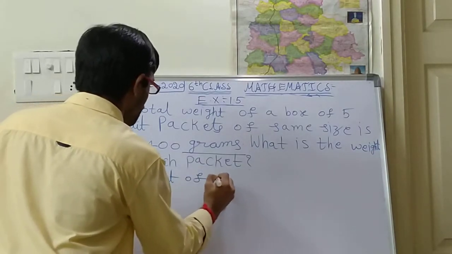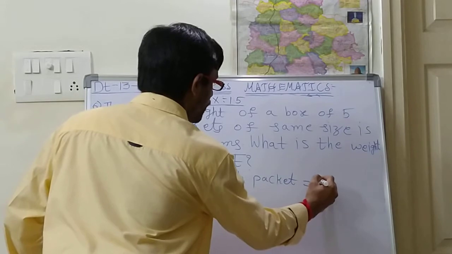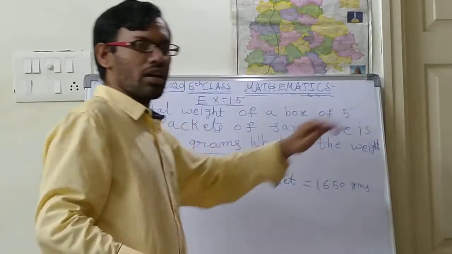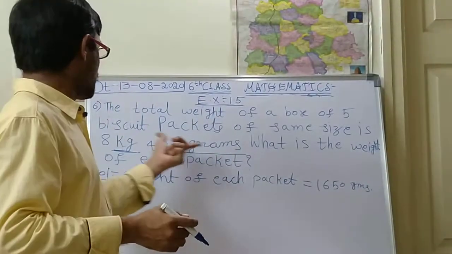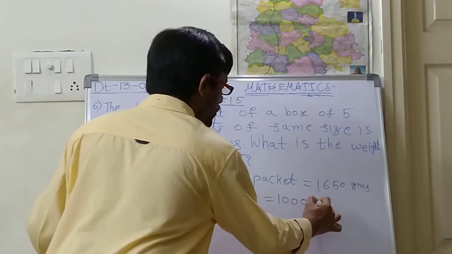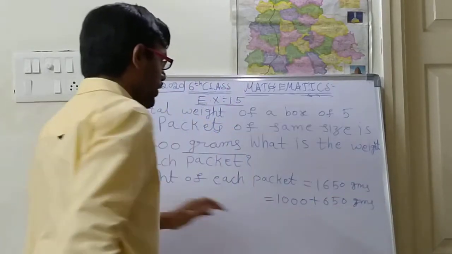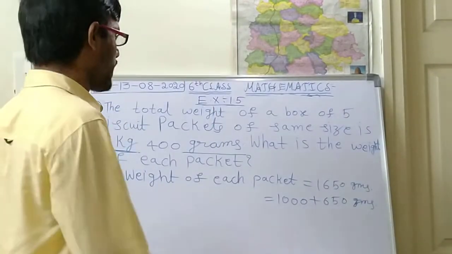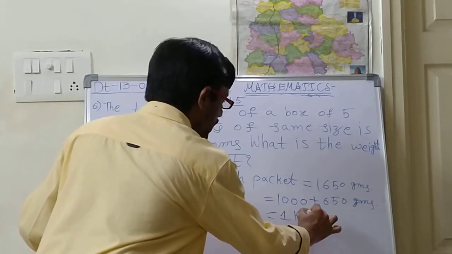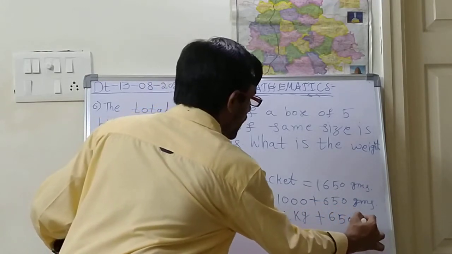So the weight of each packet is equal to 1650 grams. So this is in grams. Now we have to convert it into kg and grams. How will you convert? First of all you should divide it as 1000 plus 650 grams, because 1000 grams is 1 kg. Is it right? So here 1000 means 1 kg, plus 650 grams.